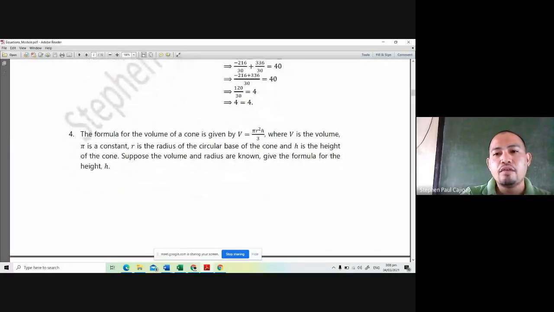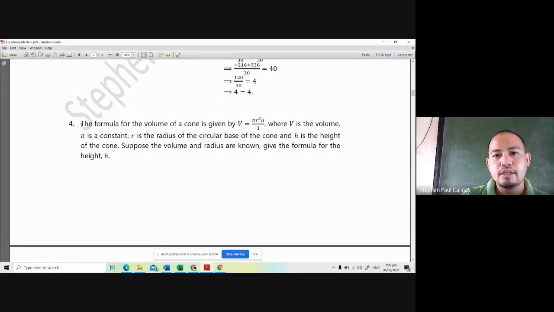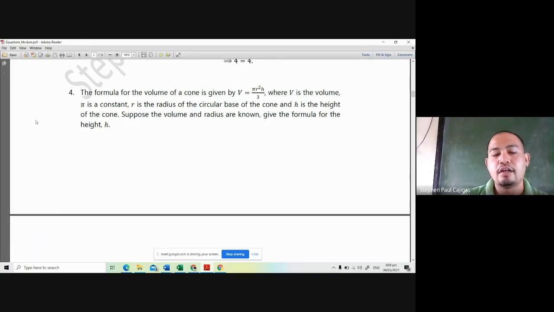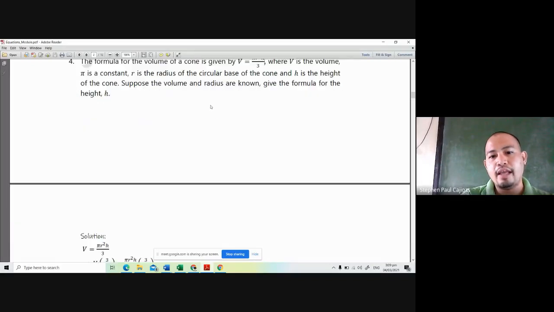Tapos I gave you here some word problems. So basically what it just wants you to do here is to express or what we call manipulate the equation to express one variable in terms of the other. So in here, you are given the formula for the volume of a cone. So that is equal to pi r squared h.